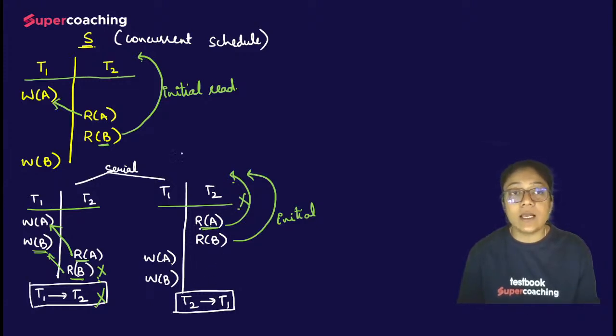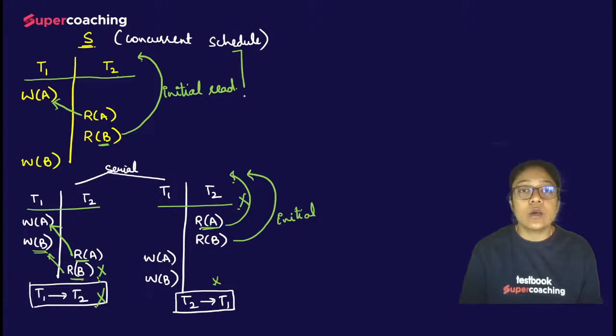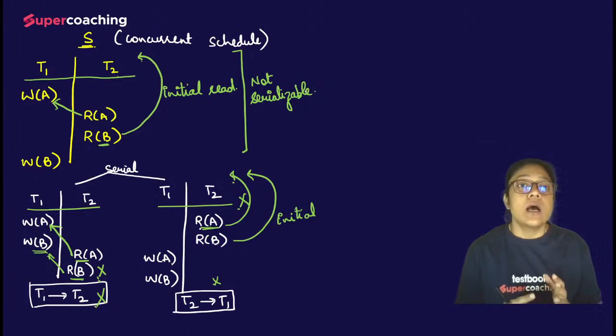So this means that the given concurrent schedule is neither equivalent to the first serial schedule, nor the second serial schedule. So we can say that this is not serializable. इसके equivalent कोई serial schedule आ ही नहीं रहा. The given concurrent schedule is not a serializable schedule because there is no serial schedule equivalent to it.